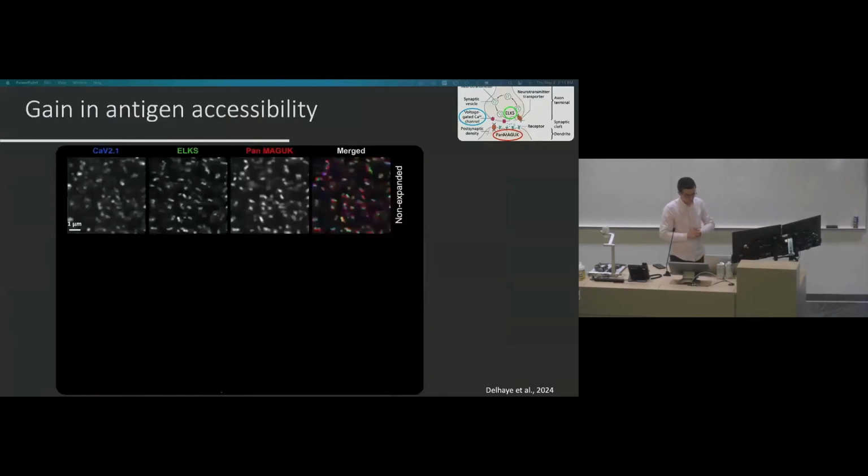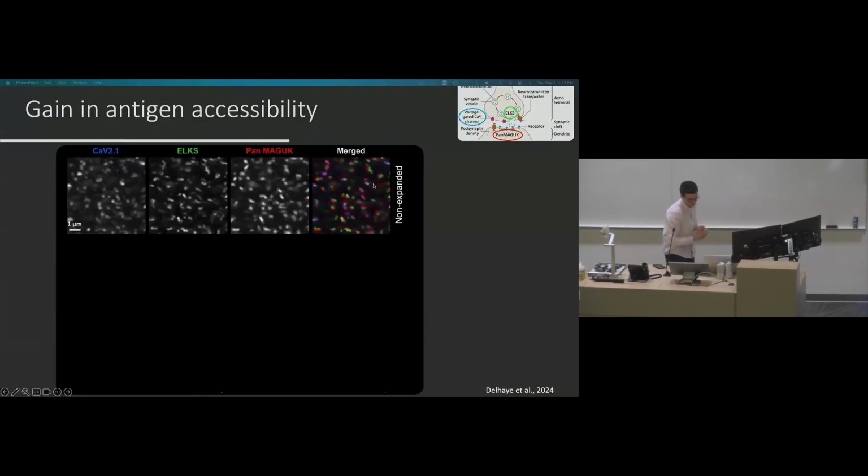Then we wanted to see at which step of the procedure we get this improvement in synaptic visualization, because there are two main steps that could be important. One would be the antigen accessibility. In the MAP procedure that we are employing, we first do the dilation, then the delipidation, and only after the delipidation do we do the antigen labeling with antibodies. So by doing this delipidation, we could have a gain of antigen accessibility that would allow us to obtain this improvement in synaptic protein visualization, which we can see here.